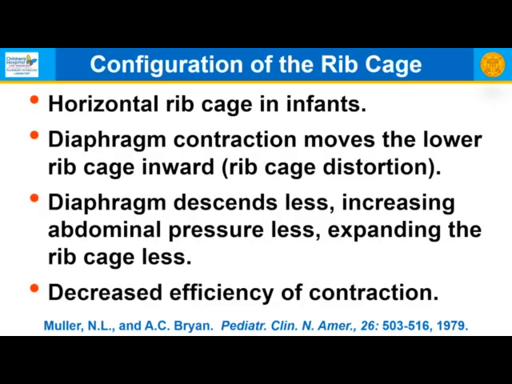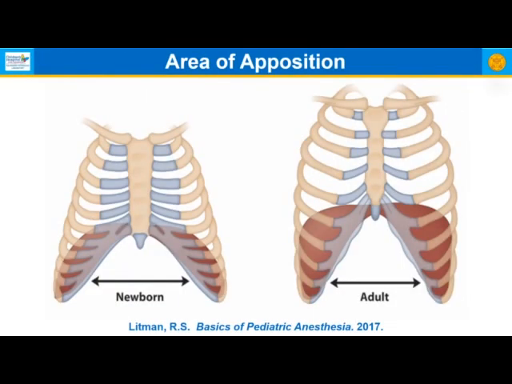In the horizontal rib cage of infants, diaphragm contraction moves the lower rib cage inward; that's rib cage distortion. The diaphragm descends less, increasing abdominal pressure less and expanding the rib cage less, and therefore there is decreased efficiency of diaphragmatic contraction. The area of apposition we talked about is much less in the infant than in the adult. Remember, this is the portion of the diaphragm parallel to the abdominal wall that causes the piston action. So there's less in the infant than there is in the adult.